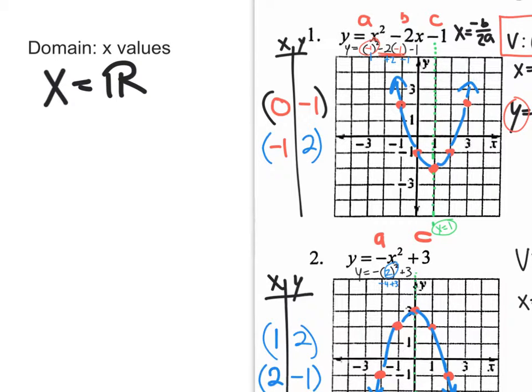Okay? The range are your y values. And as you can see, this whole graph, it has the lowest point at negative 2. Everything else is above. So your y values have to be greater than or equal to negative 2.